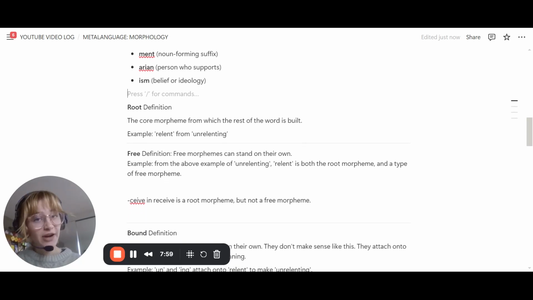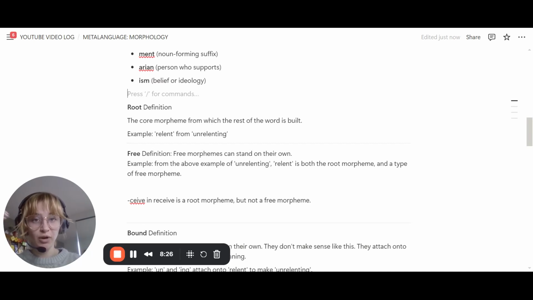What is a free morpheme? These can stand on their own. And you might be saying, root, free, I don't see the difference, which is valid. They overlap a lot of the time. But there are some tiny instances in which they don't, for example, sieve in receive, perceive. Sieve is the root morpheme, but it doesn't stand on its own, so it's not free. That is too complicated for where we're at in VCE English Language.